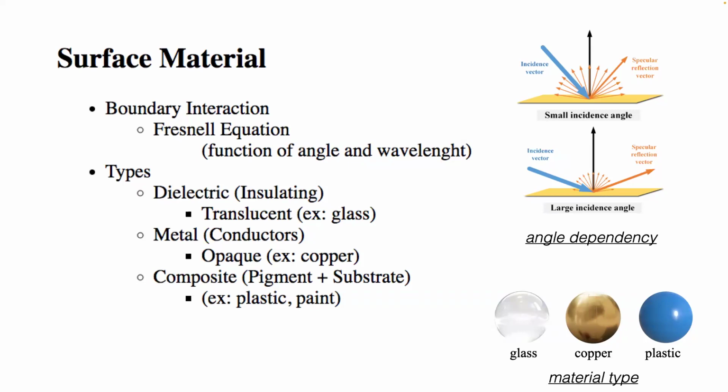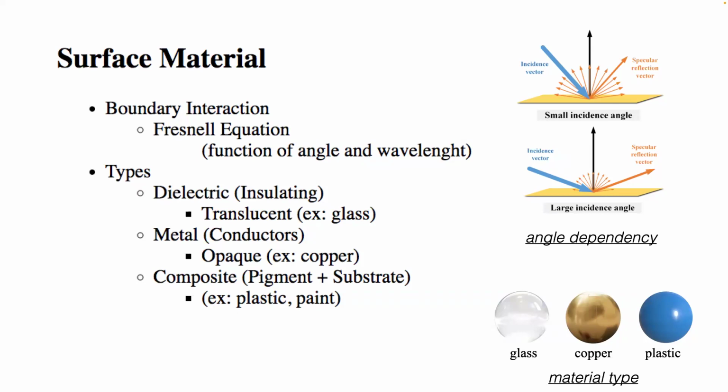Here we see that if a ray comes at a small incidence angle, then the amount of reflection in these directions is larger. And if you have a ray that comes at a shallow, large incidence angle, the specular reflection is going to be smaller. So there is this angle dependence. And also there is a dependence on the type of the material and the wavelength.